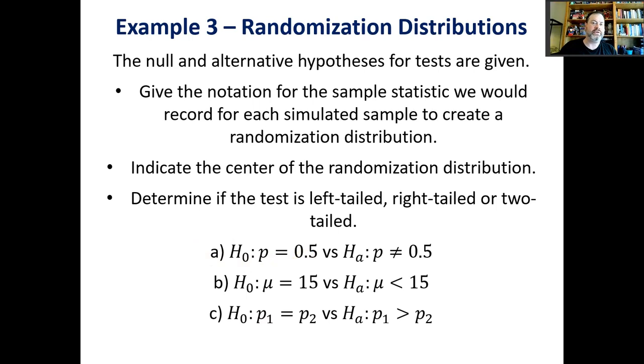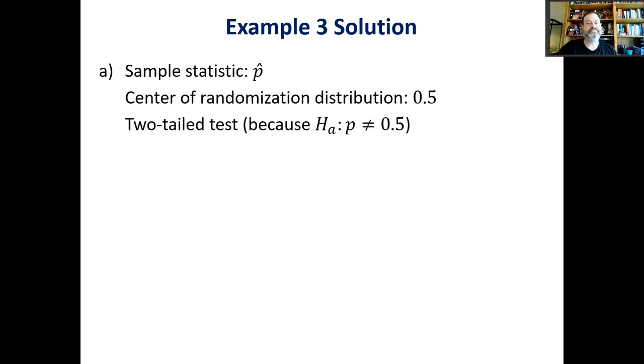What is the center of the randomization distribution here? Well, notice that we have one categorical variable. That means this number here is the center of the distribution. So when we generate this randomization distribution, you will see that it's centered here. Is this going to be left-tailed, right-tailed, or two-tailed? Look at the alternative hypothesis. It's a not equal, so that's two-tailed, right?